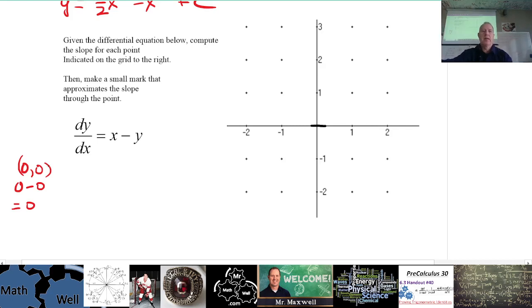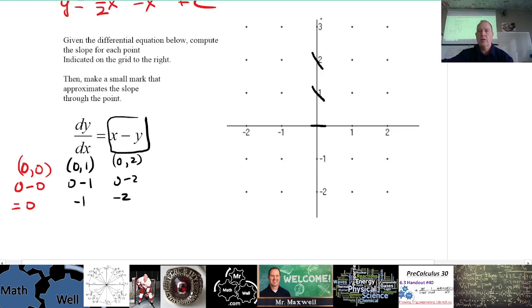Let's move up. Let's take a look at the point 0, 1. So does that change things? Yeah, it does actually. The value of the tangent line is going to be now 0 minus 1, or negative 1. So as we move up, this one now has a slope of negative 1. So 0, 2 is going to be 0 minus 2, or negative 2. So as we move up, looks like the slope decreases, and this is going to be negative 3.